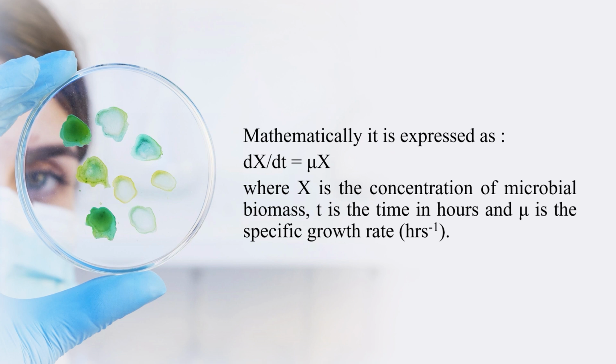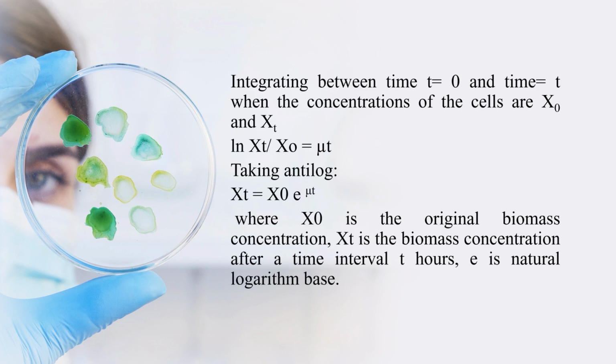So mathematically, the growth in case of batch culture can be expressed as dx by dt is equal to mu x, where x is the concentration of microbial biomass, t is the time of growth in hours, and mu is the specific growth rate per hour, and the unit is per hour or per minute, whatever you can take. If we rewrite this expression as dx is equal to mu x into dt, yeah, and then we integrate it.